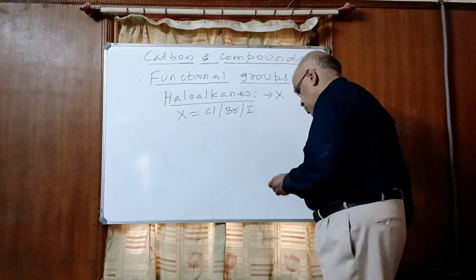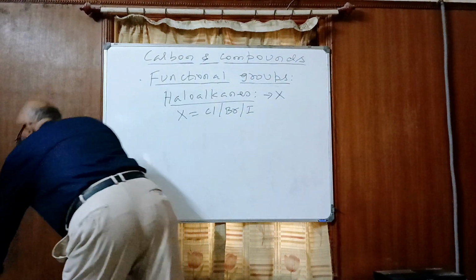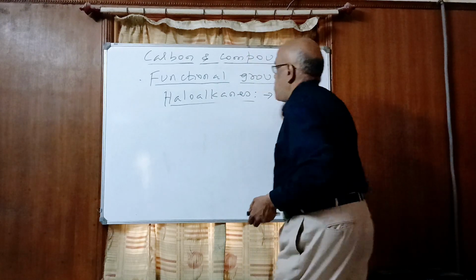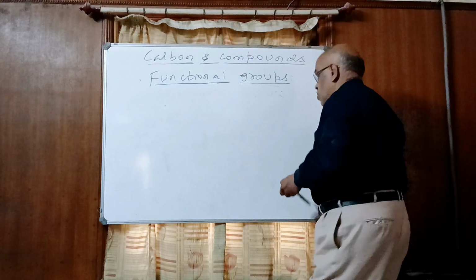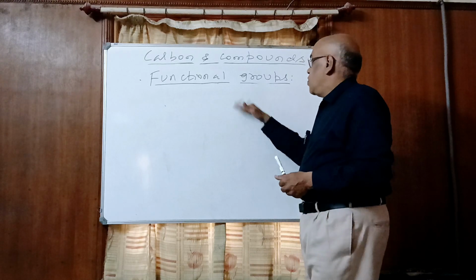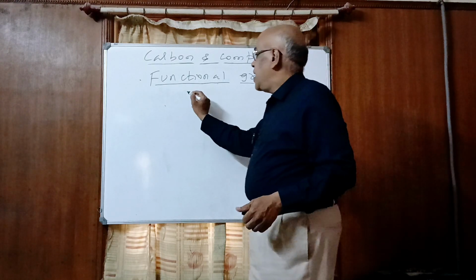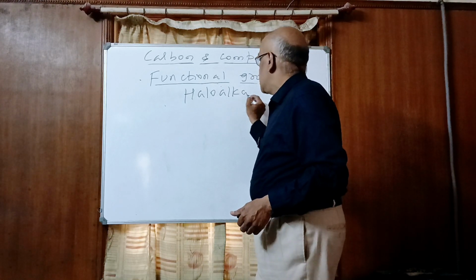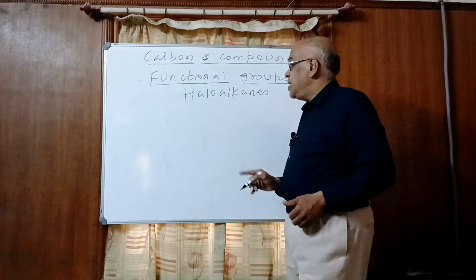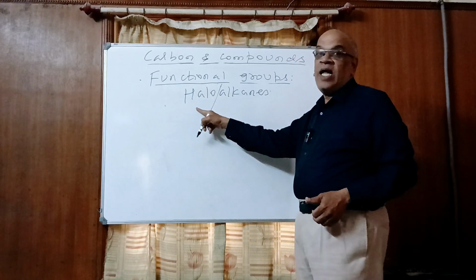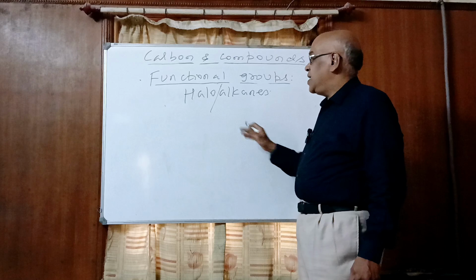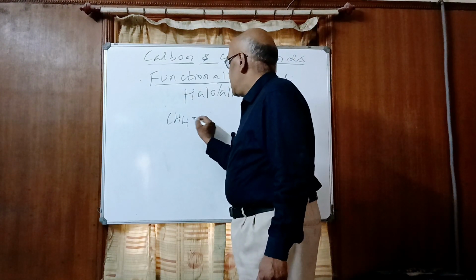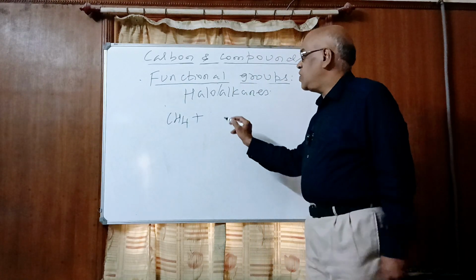Children, I need space for writing the equations. Haloalkanes can be chlorine, bromine or iodine. What are haloalkanes? See, children, I keep telling you, haloalkanes are the halogen derivatives of alkanes. They are derived from alkanes. For example, take the first member of the alkane series, methane, CH4, which combines with fluorine.